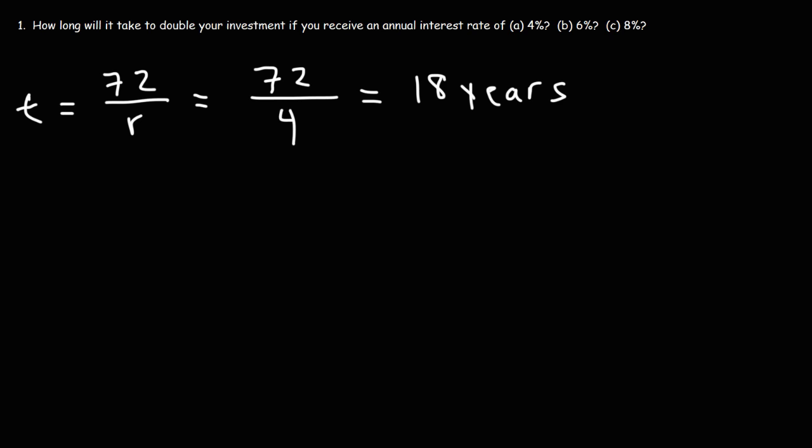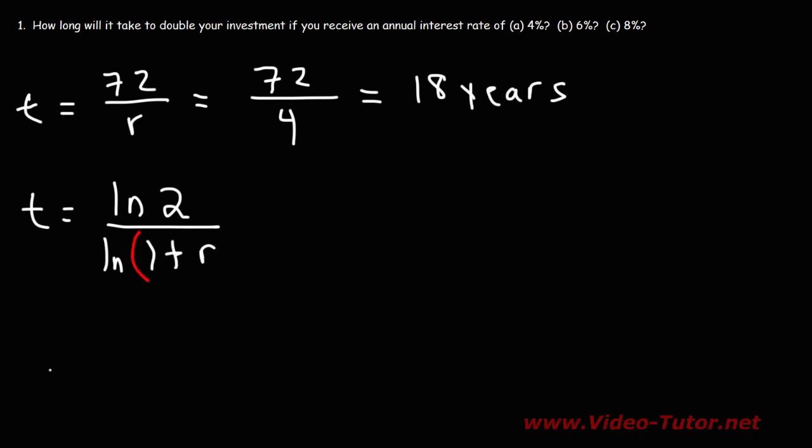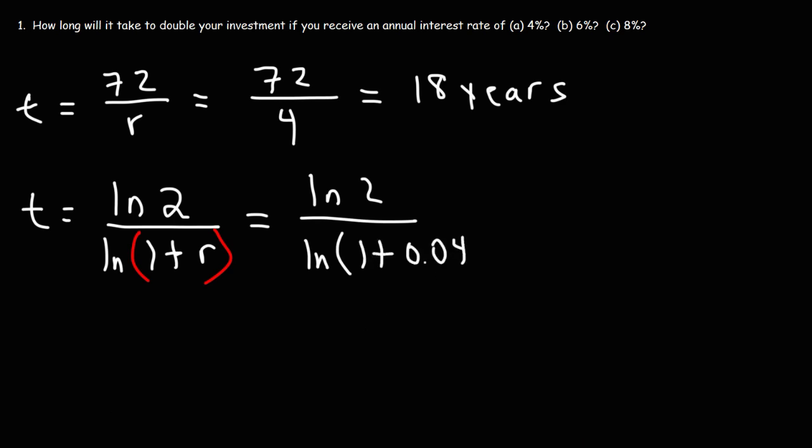interest rate of 4%. Now to get the exact answer, you could use this formula. It's equal to the natural log of 2 divided by the natural log of 1 plus the interest rate. Now for this formula, the interest rate has to be in its decimal form. 4% in its decimal form is 0.04. You need to divide 4 by 100. So this is 1 plus 0.04, or you could say 1.04 if you add the two numbers.